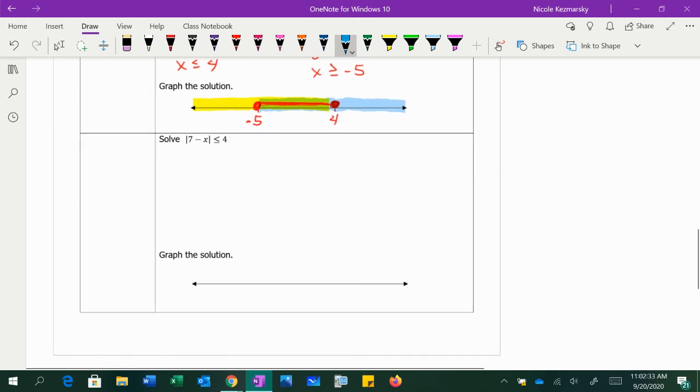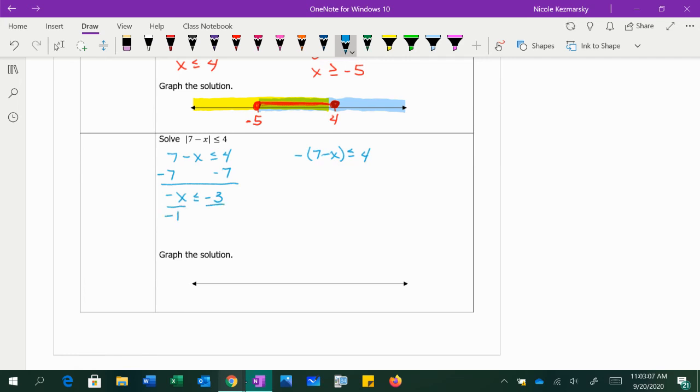Let's try one more. So this one, we're going to set up our two inequalities. So 7 minus x less than or equal to 4, and negative 7 minus x less than or equal to 4. For the inequality on the right, I know that the negative x is second, and usually we move the second thing, but I want that x by itself. So I'm going to move the 7 instead. So I'm going to say minus 7 and get negative x less than or equal to negative 3.